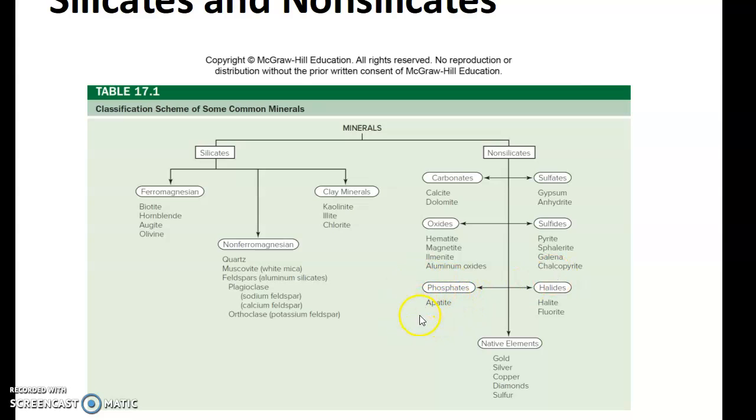Then you have your phosphates. Apatite is a phosphate. The appetite for your stomach is quite a bit different in spelling than this one, but it's pronounced the same. And then you have your halides. Halite, which we talked about before, is sodium chloride, and this is your fluorine-based one, fluorite. And then these are your native elements: gold, silver, copper, diamonds, and sulfur. You should also have coal on here as well. I know it's not quite as nice as sulfur, but it still exists there.